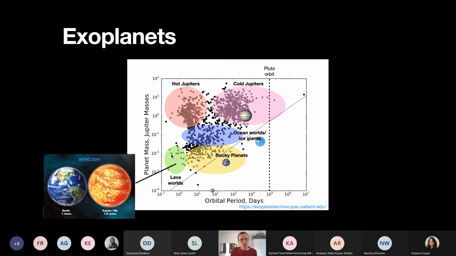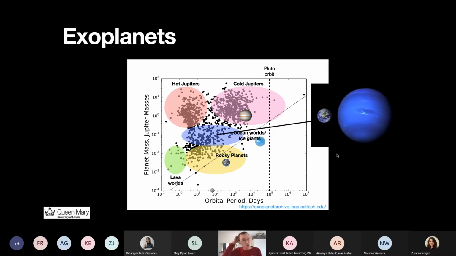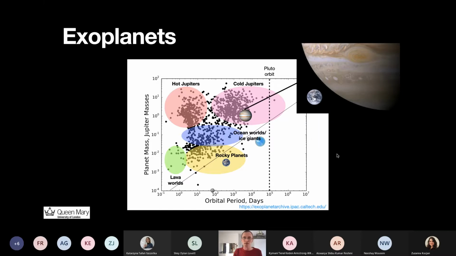But then down here, you end up with rocky lava worlds, which don't really have an atmosphere, which is why they're low mass, but their surfaces are probably molten. Then further out, as things get cooler, we find rocky planets, perhaps a bit like the Earth. But the Earth is actually sitting here where we can't really find things. So typically you're finding what we call super Earths that are a bit like the Earth, but more massive. You then have ocean worlds and ice giants, and then, of course, the cold Jupiters too.